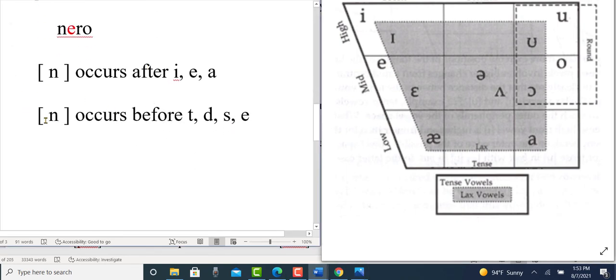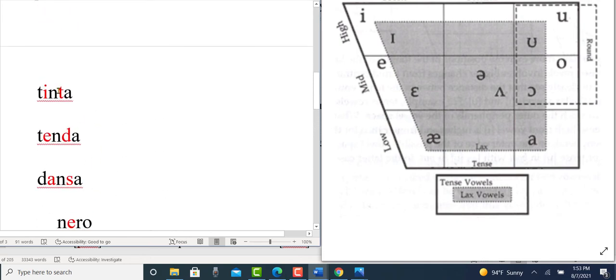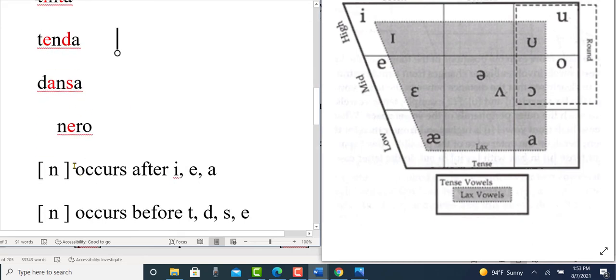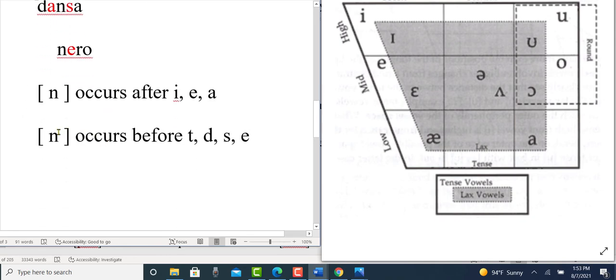Okay, let's take a look at another one. The N also occurs before these sounds. We have the T, the D, the S, and the E. So it looks like the N also occurs before the T, D, S, and the E. On the vowel chart, the E is a front, mid, tense vowel. But that's the only vowel in those examples, so we can't draw any firm conclusions there.